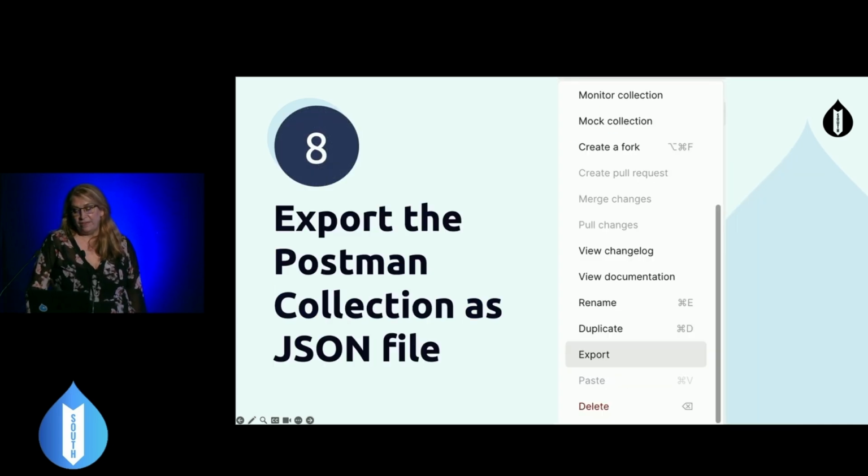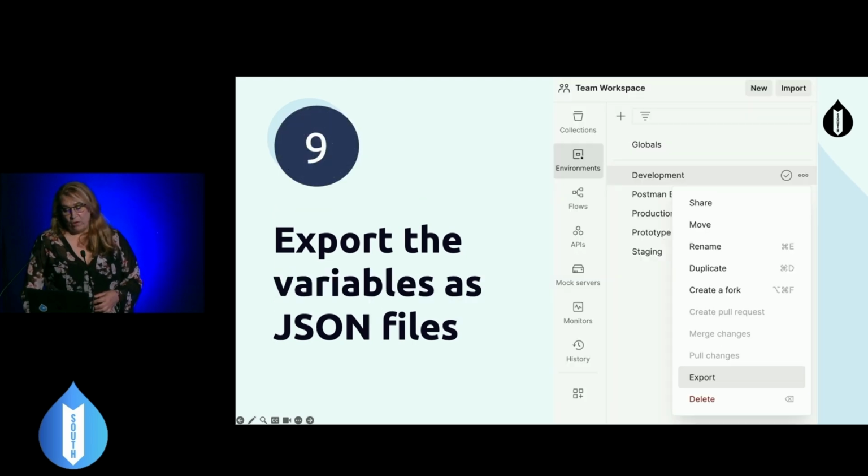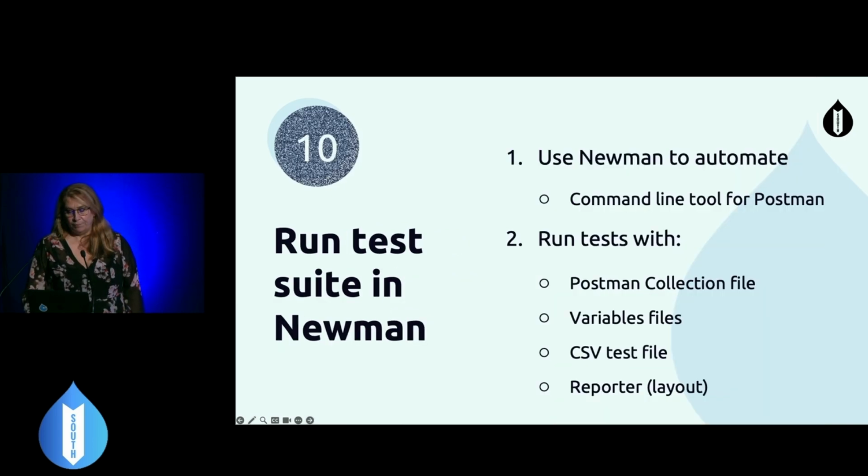For this session, we're interested in automating our tests, and to do that, we run the tests in Newman on the command line. And to do that, we need to export some files from Postman. First off, we export the collection itself as a JSON file called AI test Postman collection. We also export the variables in JSON files. For that, we'll have the developer environment, so we export that file, and the globals file with variables that we want to share between requests or that are not specific to the environment. Then we use the Newman tool to run Postman tests on the command line. We tell Newman the collection, the variable files, the CSV file, and we use a reporter for layout.